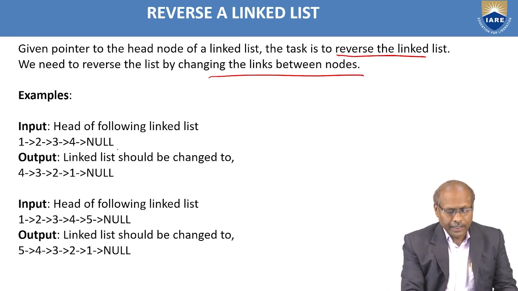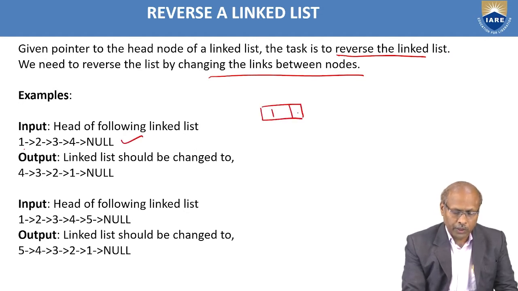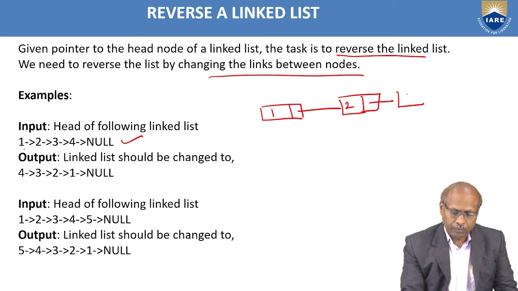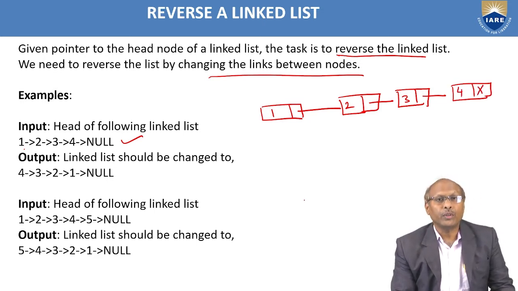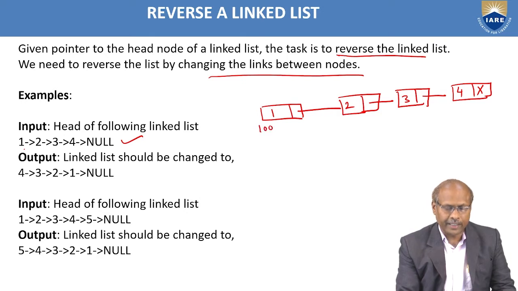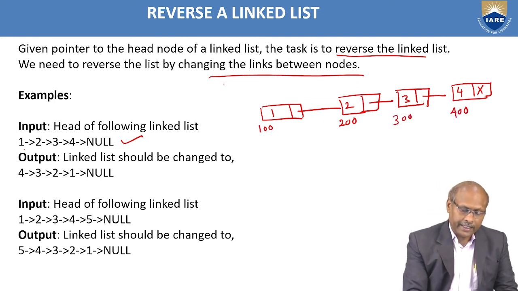Now see, there is a given question. A linked list having 4 nodes: 1, 2, 3, 4. That means there are 4 nodes. The first node is pointing to the second node. The second node is pointing to the third node. The third node is pointing to the fourth node. The fourth node is pointing to nowhere because there are only 4 nodes. Assume the starting node's address is 100, the second node's address is 200, the third node's address is 300, the fourth is 400. And the starting address is available in start.